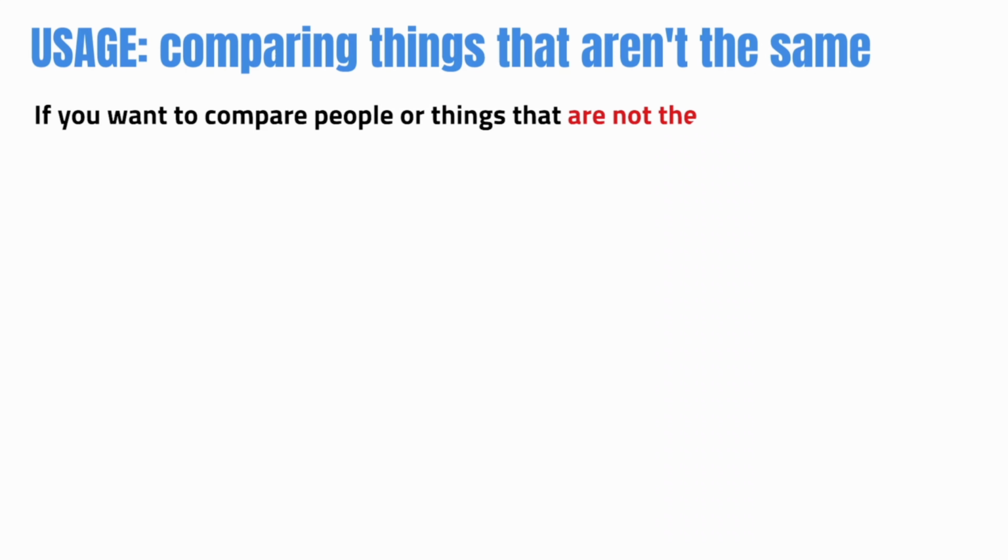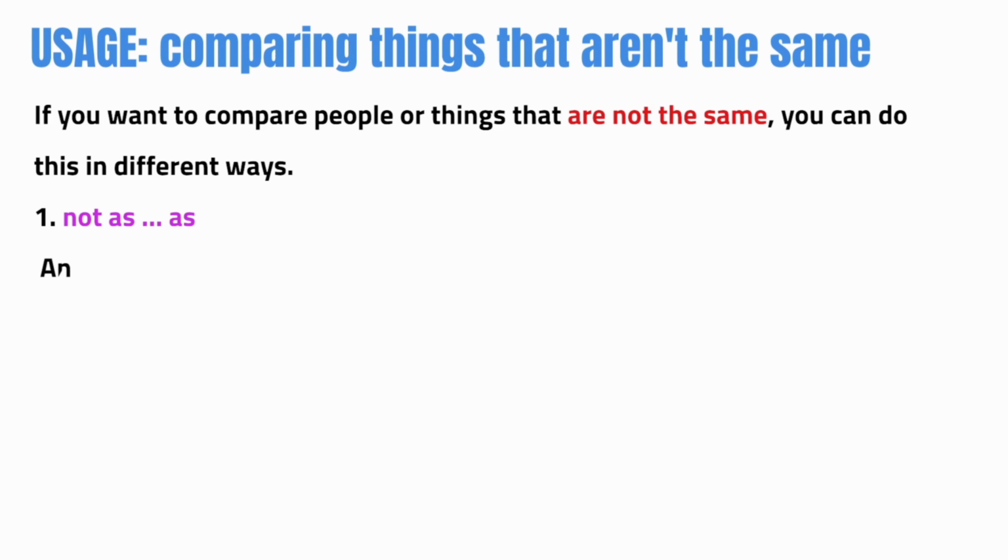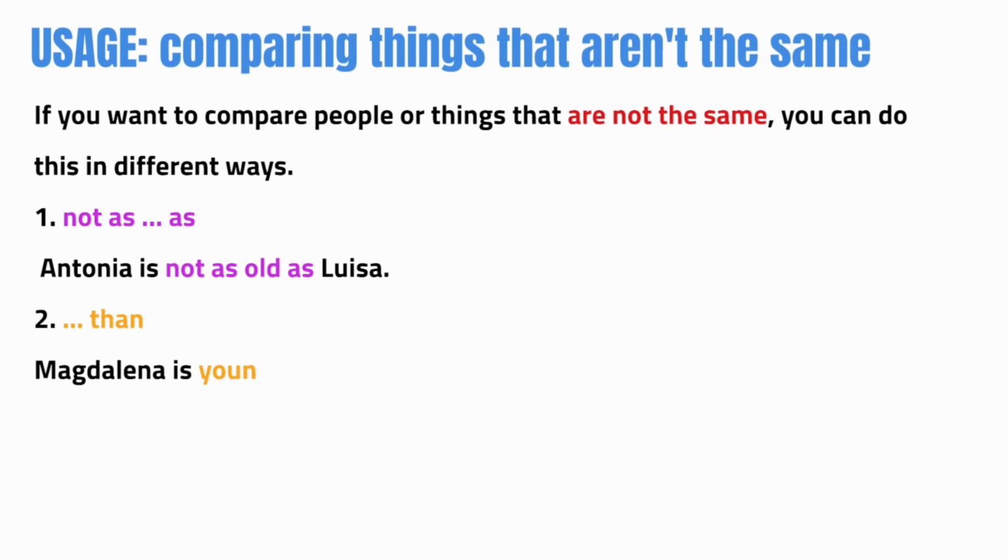How do you compare things that are not the same? There are various options. If you want to compare people or things that are not the same, you can do this in different ways. First of all, there is not as, as. Antonia is not as old as Luisa. There are always two as.